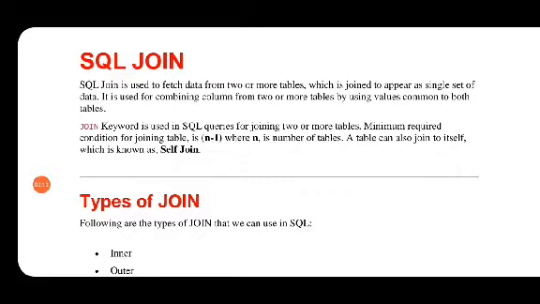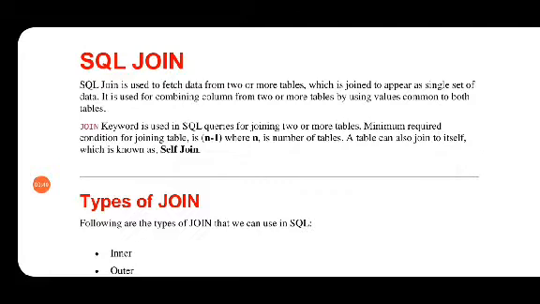SQL join is used to fetch data from two or more tables which is joined to appear as a single set of data. So it is used for combining columns from two or more tables by using some common values to both tables. So basically you have to have common fields in two different tables with which you want to join. So the join keyword is used in SQL queries for joining two or more tables.